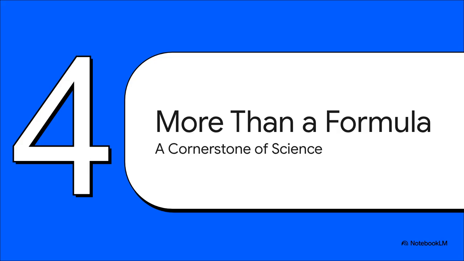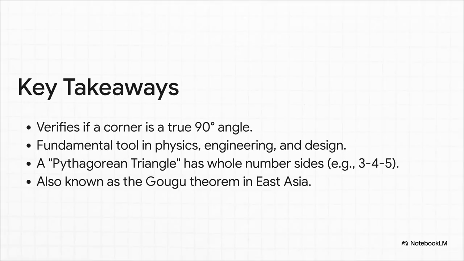So you see, this isn't just some formula you memorize for a math test. It's way, way bigger than that. It's a fundamental principle, a cornerstone of science that helps us describe the world around us. I mean, think about it. It lets you check if a corner is a perfect 90-degree angle. It's absolutely essential in geometry, trigonometry, physics, engineering, you name it. It's used everywhere from construction to navigation. And here's a really cool bit of history. We call it the Pythagorean Theorem, but it was also discovered independently in other places, like East Asia, where it was called the Gogu theorem. It's just a fundamental truth.